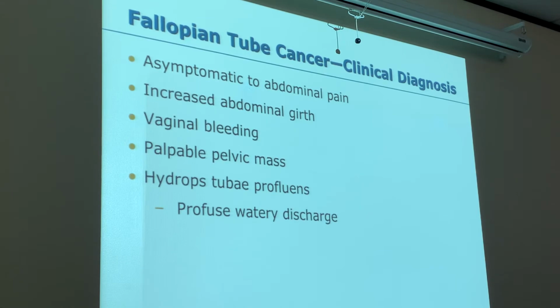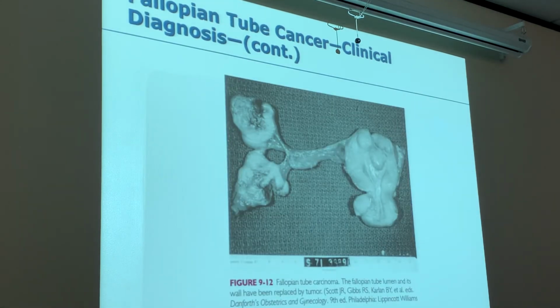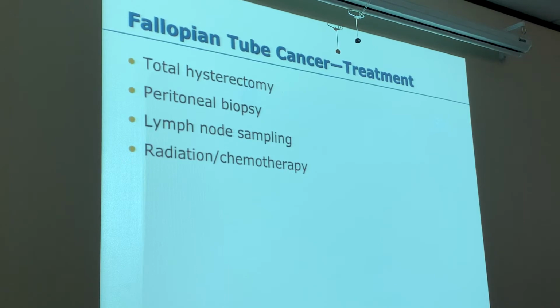Fallopian tube cancer can be asymptomatic. You could have abdominal pain, increased abdominal girth, meaning my belly got really big, vaginal bleeding, I can feel something in my pelvis, and I'll have a hydrosalpinx. The treatment for fallopian tube cancer is a hysterectomy, a peritoneal biopsy, lymph node sampling, and radiation or chemotherapy.